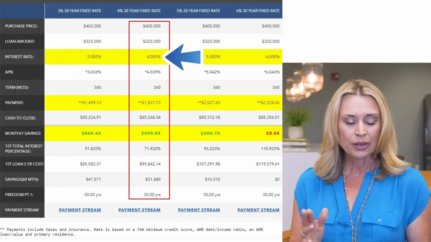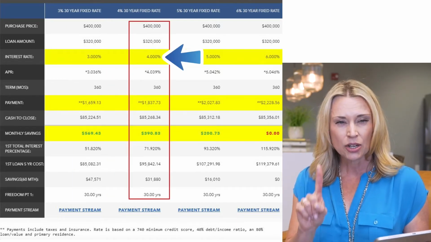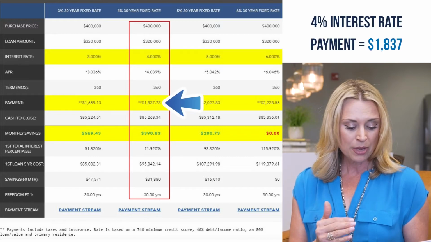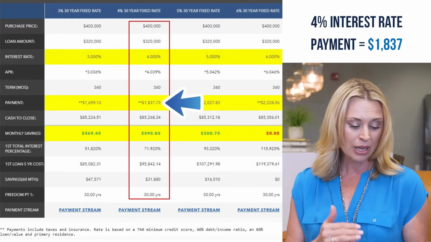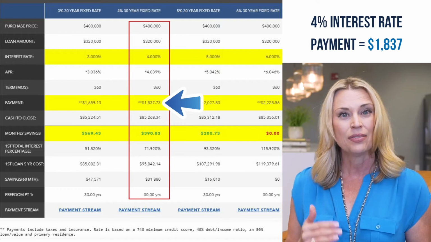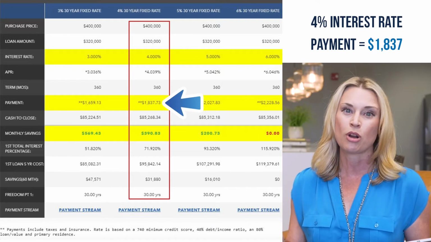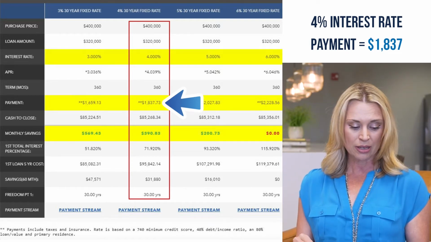Scenario 2, so for a 1% increase in interest rate, that payment goes from $1,659 to $1,837. Again, that payment includes principal and interest, property taxes, and homeowners insurance. So almost a $200 a month change in payment based on the same purchase price, the same down payment. The only difference is now the interest rate has gone up 1 full percentage point. Stay with me, this is really where it gets exciting or crazy.